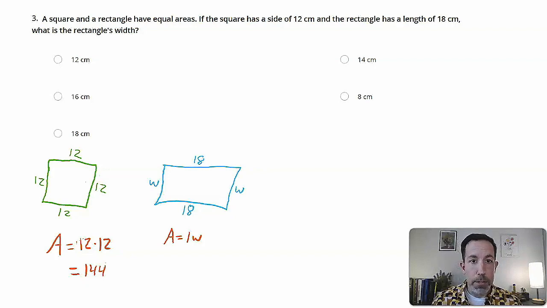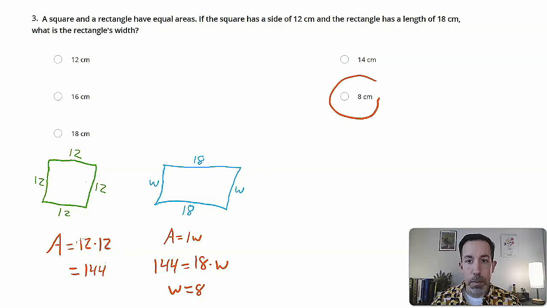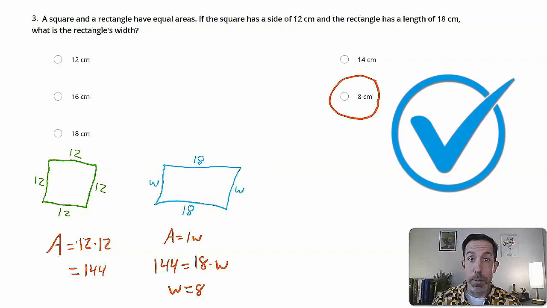Okay, and remember the first thing the problem told us was that the square and the rectangle have equal areas. So let's use that in our formula over here. So we know 144 equals 18 times the width. And now this becomes an algebra problem. We just solve for W, get that W alone on one side. Now, again, using our calculator, we're going to divide by 18, and 144 divided by 18, I don't know off the top of my head, but using a calculator, it's 8. That's our answer. And that's how you solve this one.